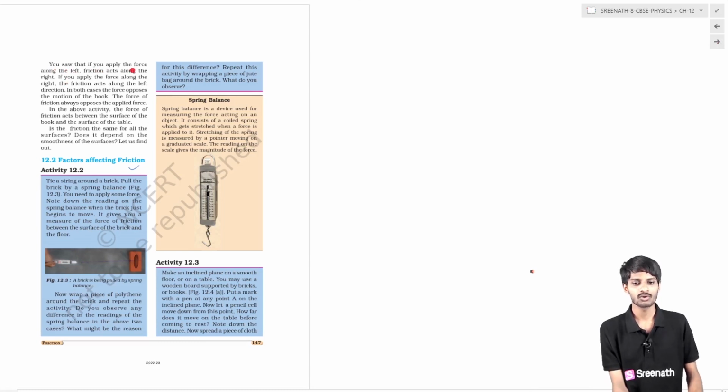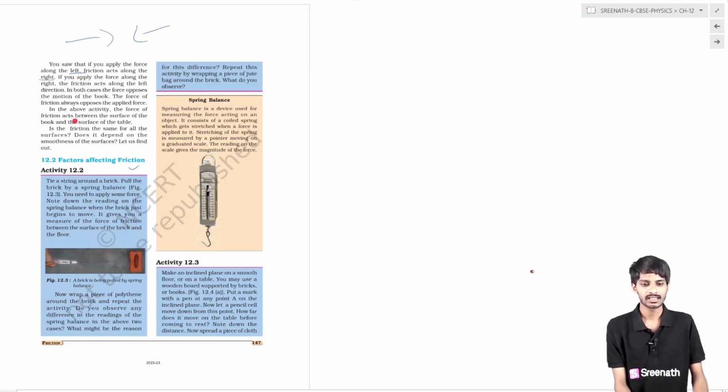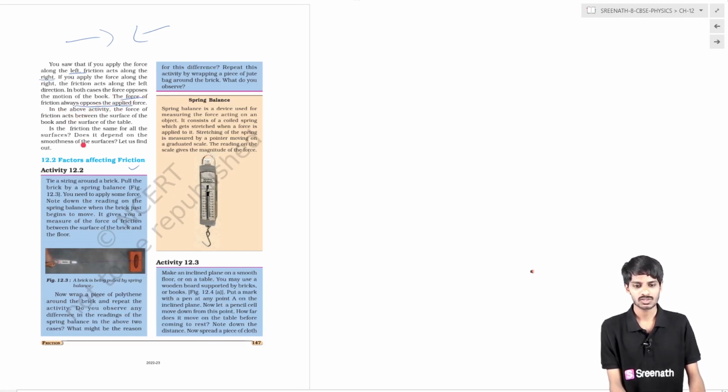So you saw that if you apply the force along the left, friction acts along the right. What happens if you apply the force, actual direction is on the left, then the friction direction is right. This we have seen in this example. So finally, what we can conclude is that the force of friction always opposes the applied force.